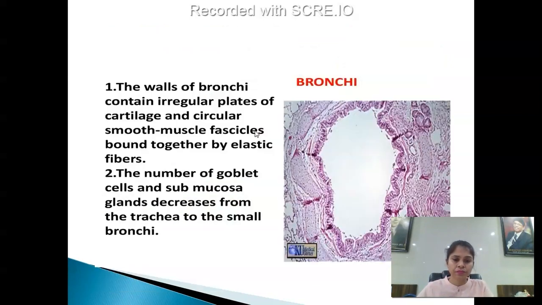We also need to know that bronchi are made up of smooth muscle fascicles bound together by elastic fibers. And these elastic fibers give you that extensibility, as I told, the need versus demand. I want that once the air enters inside, something should expand, and once the air goes outside, something should get narrow. So this is inspiration and this is expiration.